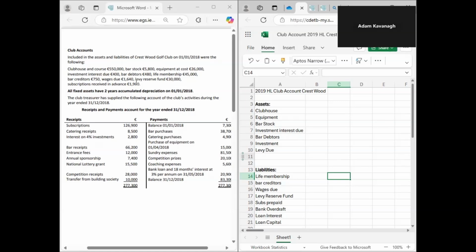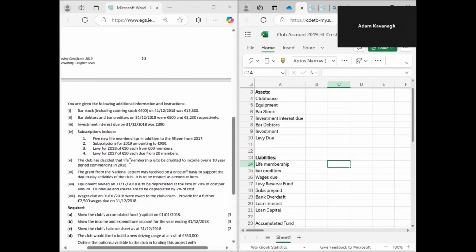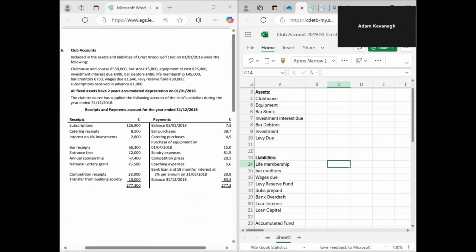So all of those have to go in, and I've put them in here on the assets or liabilities side, depending on which one they fall on. There are a few others that will come up in the receipts or payment side of the account, or at the end of the year, which we'll talk through now in a few minutes.